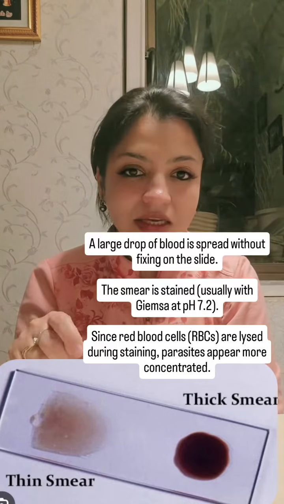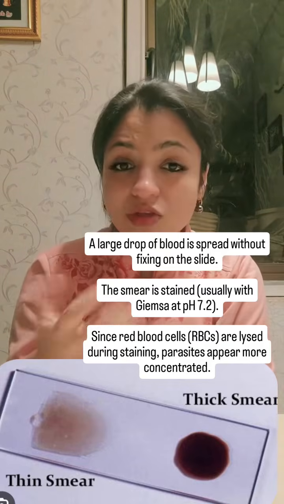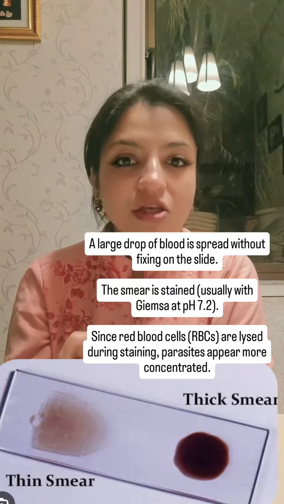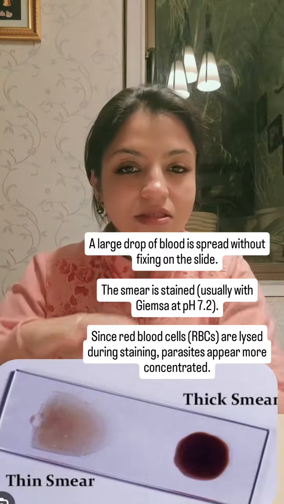We directly stain it with Giemsa stain at the pH of 7.2. So when you're doing this, what are you doing? You're basically lysing all the RBCs. When your RBCs get lysed, obviously what you are seeing is just the malarial parasite. So you are able to identify the malarial parasite easily.